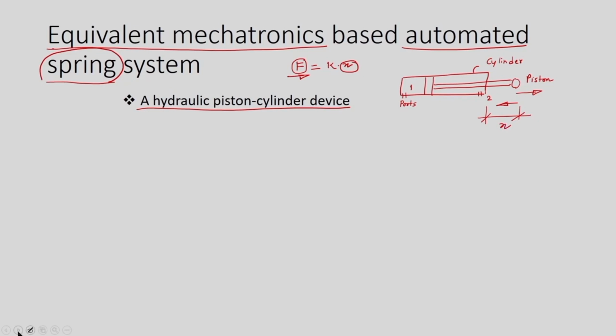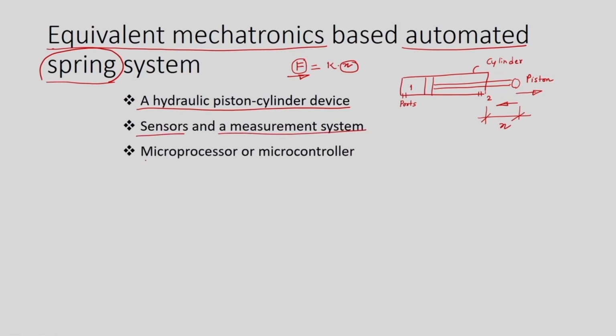Then to make this process automatic, we need sensors and a measurement system. Then we have to take the decisions automatically. For that purpose we are using a microprocessor. A microprocessor is nothing but a device having logic gates and memory elements. It is a collection of logic gates and memory elements, and it carries out logical functions which are implemented by means of software.